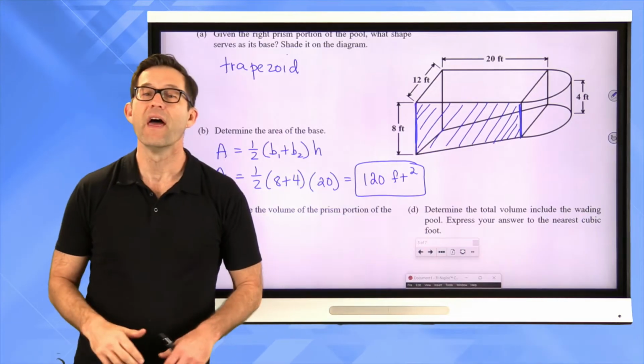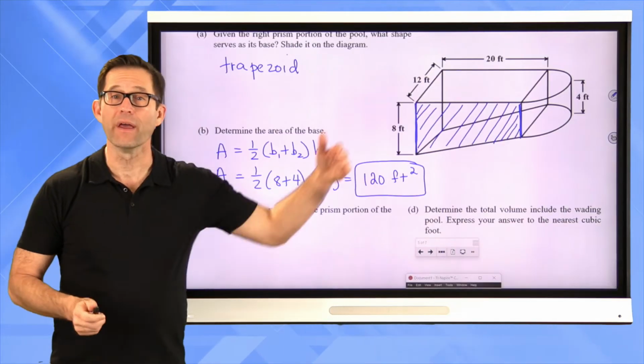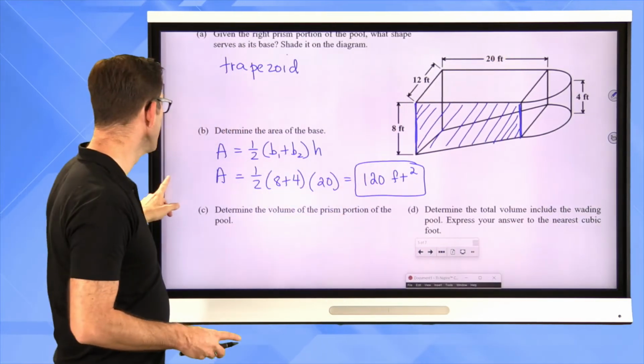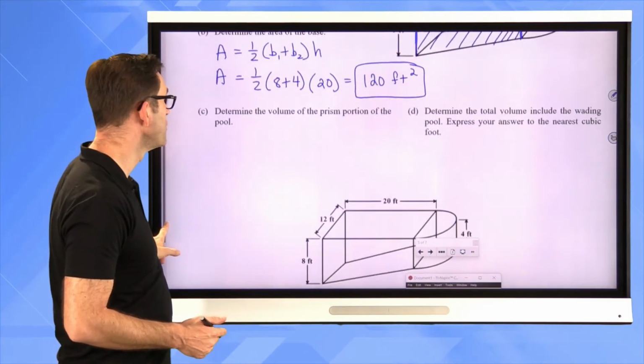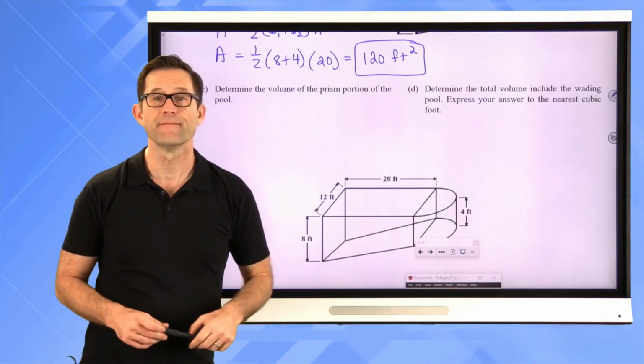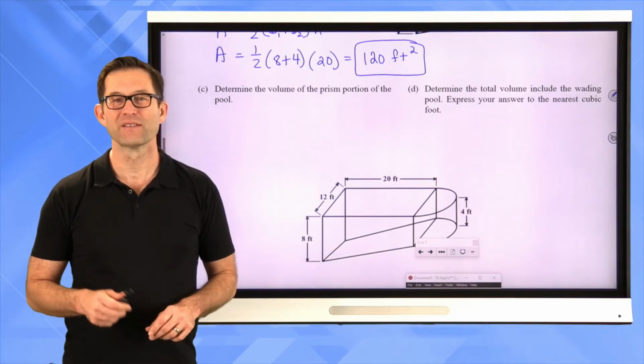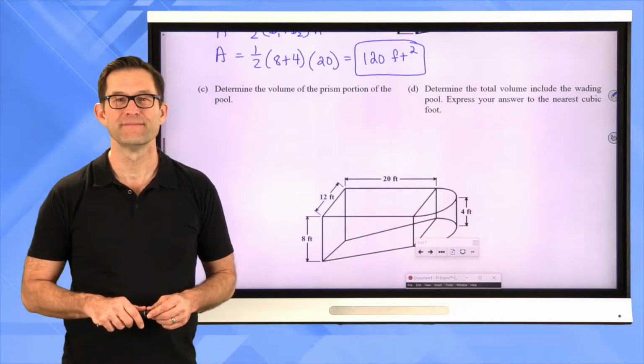All right, now that we've got the area of that face, we can think about the volume of the prism portion of this pool. So letter C: determine the volume of the prism portion of the pool. Awesome. Why don't you go ahead and do that? Pause the video now and do that calculation.